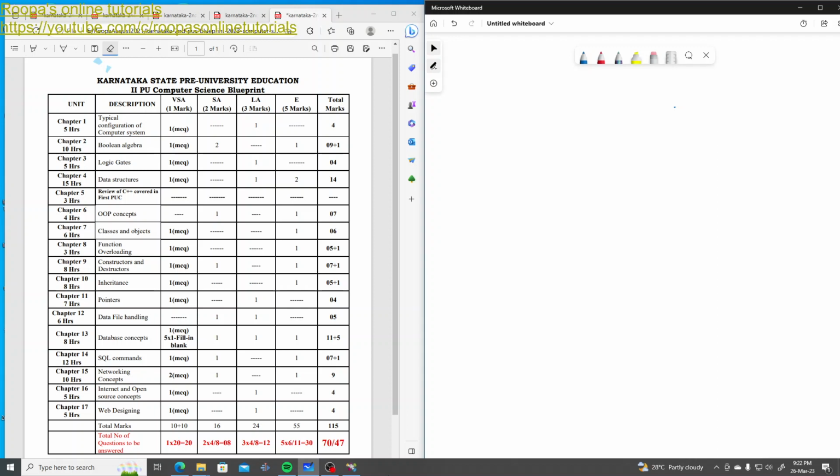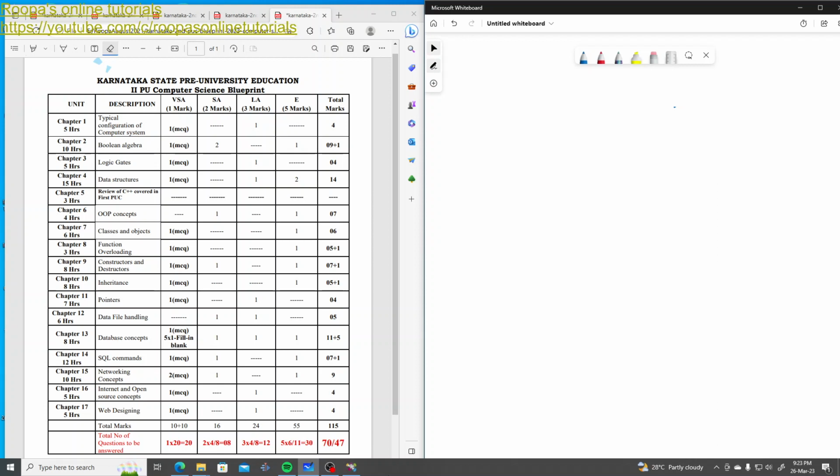Now I'm going to briefly discuss the computer science blueprint for this year, 2023, which was the new model paper being given by the second PU board. In earlier exam papers, part A consisted of 1 mark direct questions, and you were answering those. But this year you have them as MCQs.